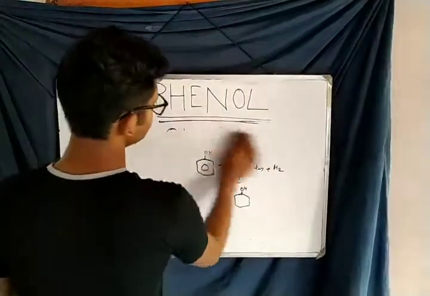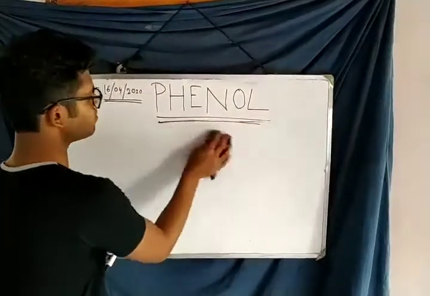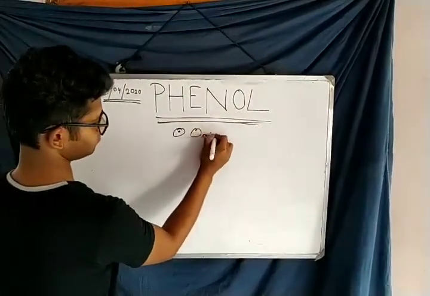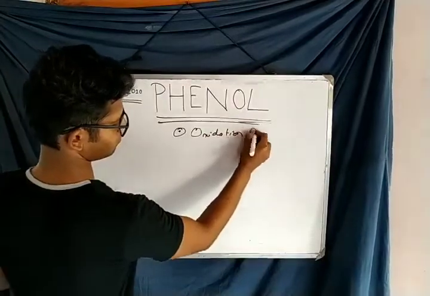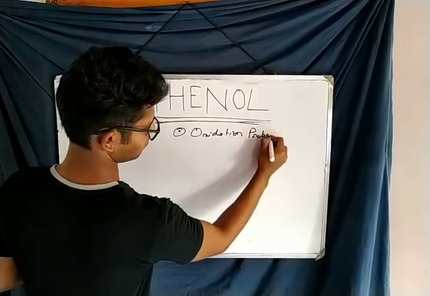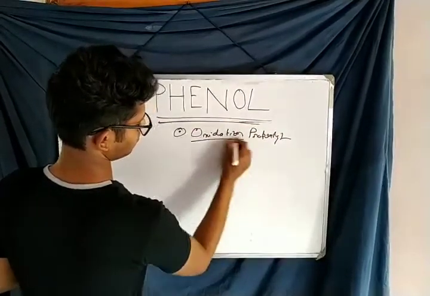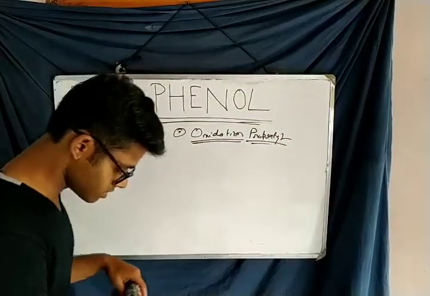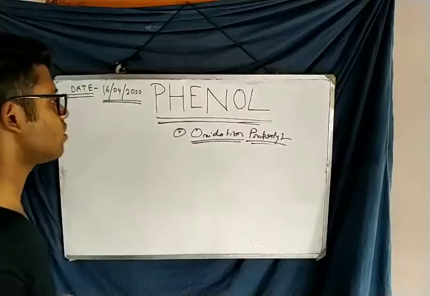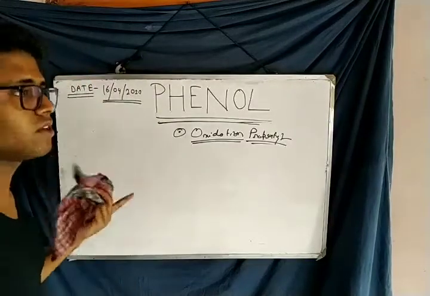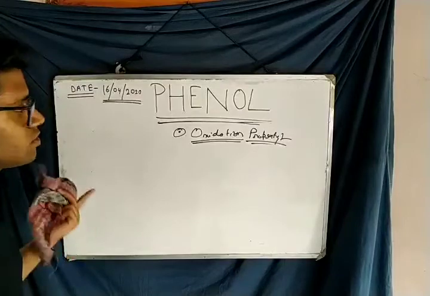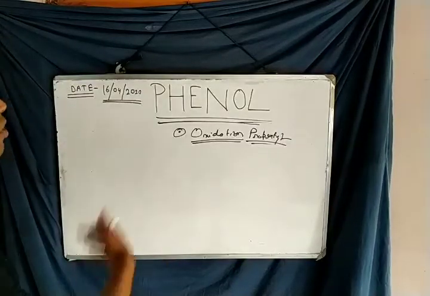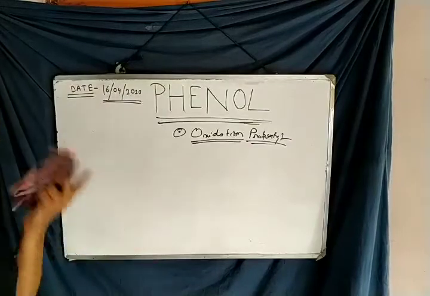Next one is the oxidation property. This is the last reaction of this chapter. Oxidation property. We know from the previous classes, 11 and 12, the oxidation reagents are K2Cr2O7, Na2Cr2O7, H2SO4, CrO3, Cl2, H2SO4, anything. You can use diluted HNO3. You can use them for oxidation. So generally we use K2Cr2O7, H2SO4.